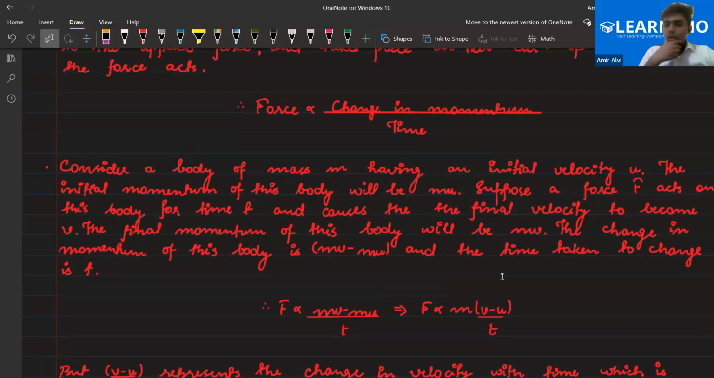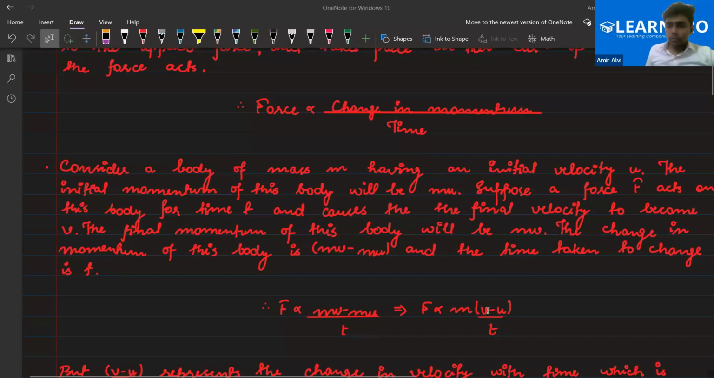Acceleration. Okay. I'm asking what is the quantity represented by v minus u by t? Which quantity is represented by this? Acceleration. Okay, acceleration. Sarah, Bharti? Sir, acceleration. Okay, that's great. Yes, that is acceleration.